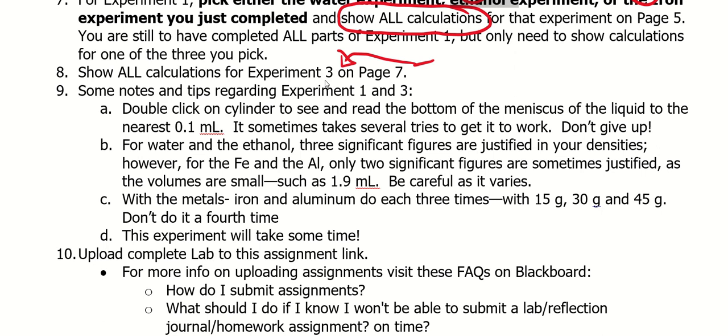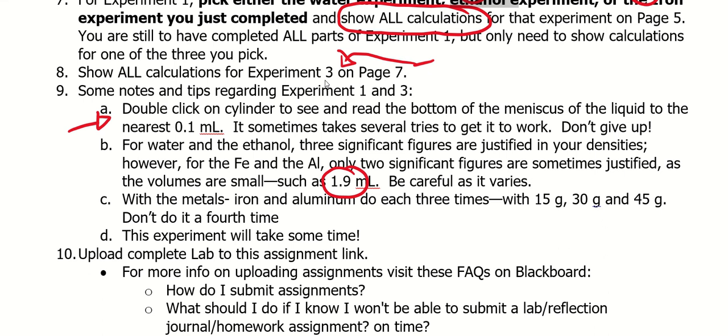Okay, some notes and tips regarding experiments 1 and 3. If you happen to double click on the cylinder in order to read the meniscus, sometimes it may take several tries to get it to work. That's okay, just keep trying. For water and ethanol, 3 sig figs are what can be used for your densities. For the iron and the aluminum, just 2 sig figs, because we're working with such small volumes. That small volume is affecting your overall final sig figs at the end.